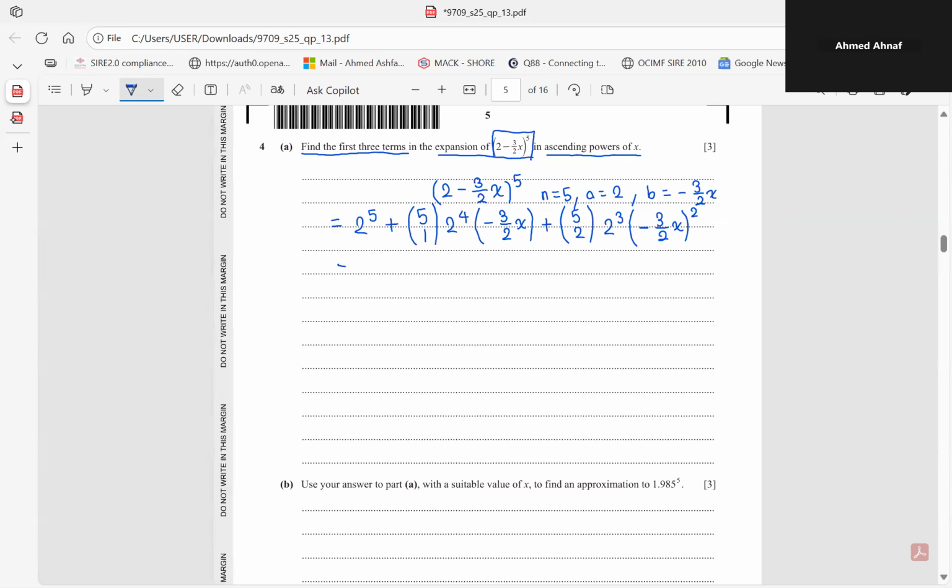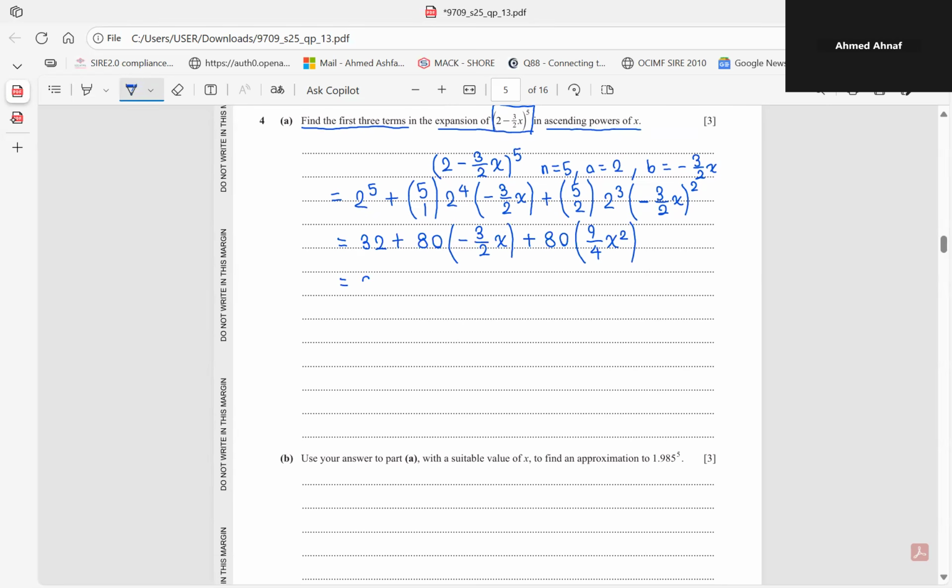Okay, now we are going to simplify all these. So 2 to the power of 5 is 32, plus 5 choose 1 times 2 to the power of 4, which is 80, times negative 3 over 2x, plus 5 choose 2 times 2 cubed, that's 80, and then times minus 3 over 2x squared, that's 9 over 4x squared.